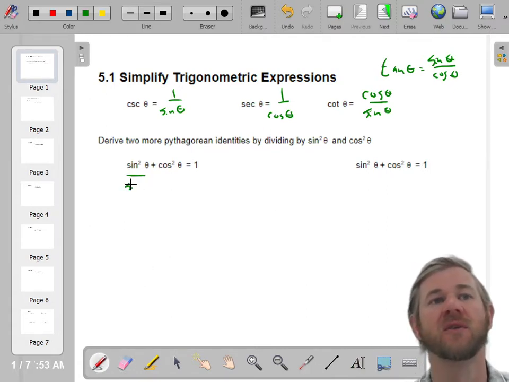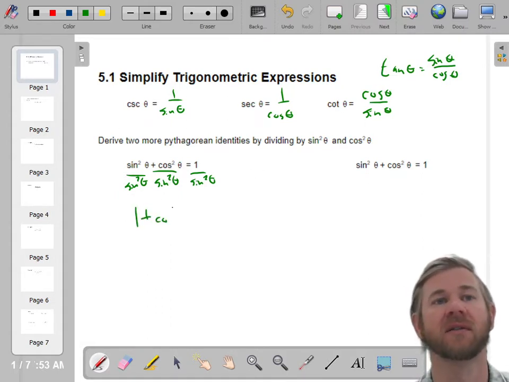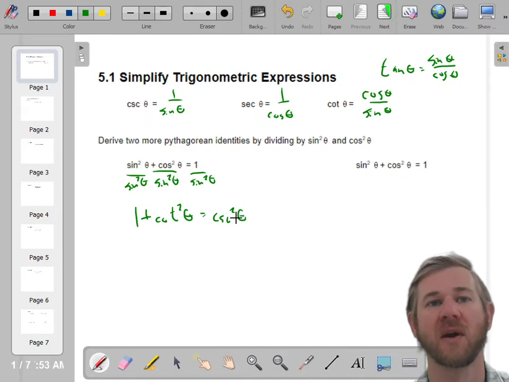The first one: if you divide everything in the equation by sine squared, sine squared over sine squared is 1. Cosine squared over sine squared is cotangent squared. And 1 over sine squared is cosecant squared. So 1 plus cotangent squared is cosecant squared. That's another Pythagorean identity.